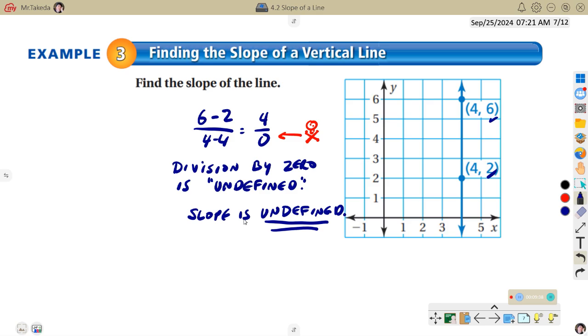Okay, that's it for this one. There's probably some word problems we're going to go over in class for the rest of this lesson, but those are the examples I want to set you up with. Okay, calculating slope, slope of a horizontal line, always 0. Slope of a vertical line, always undefined. That's it.